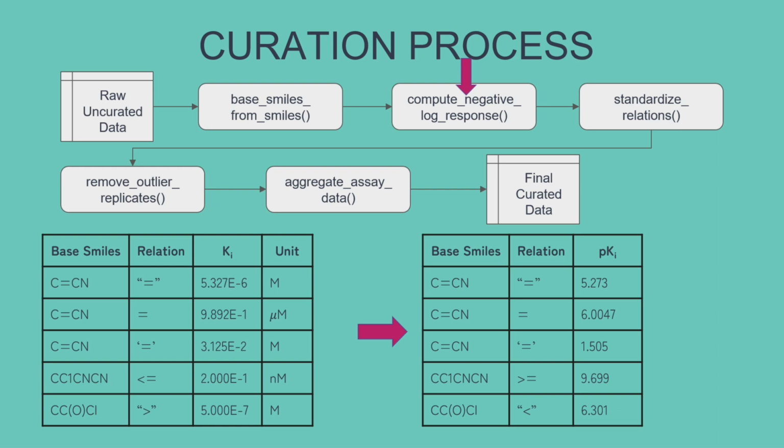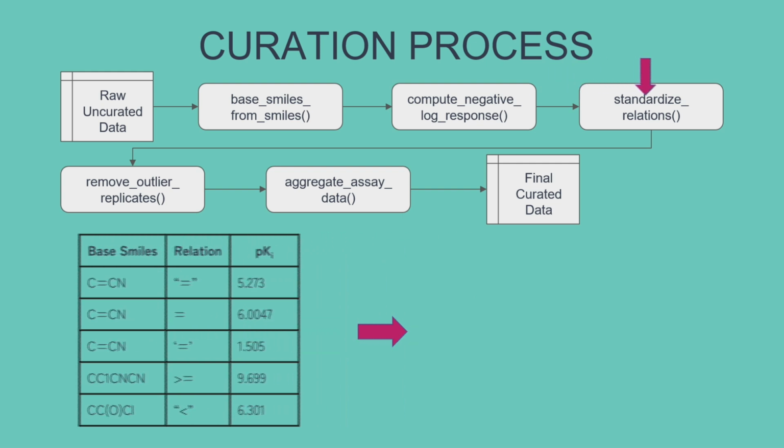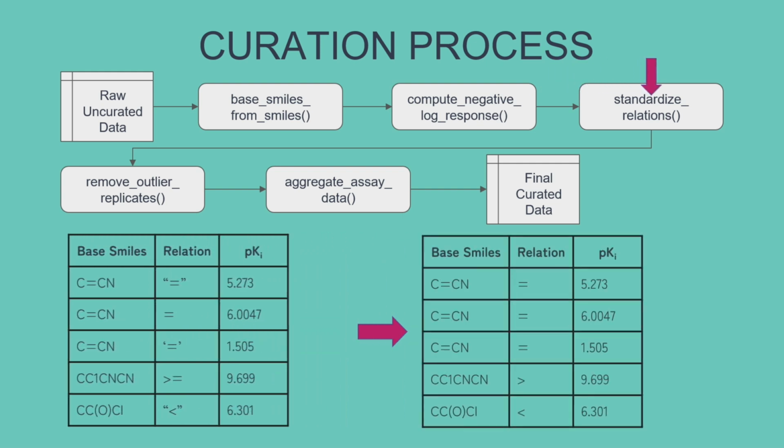Next, we're going to utilize the function standardize_relations. You may have noticed that some of the relations in this table have quotation marks around them for no reason. And in the case of our last two examples with comparison operators, we note that a greater than sign means the same thing as a greater than or equal to sign in this case. And so both with the quotation marks and with the equal sign next to the relation, we can get rid of them and get them all into one form.